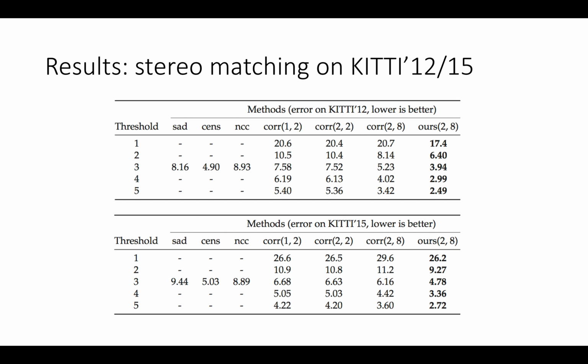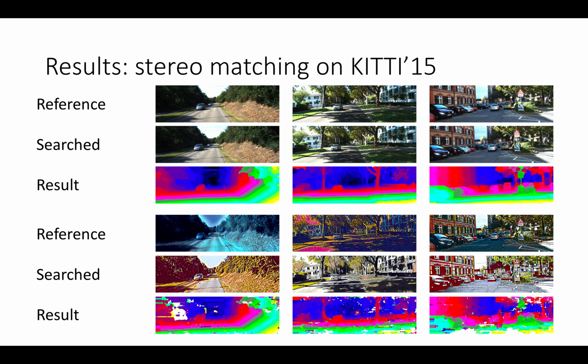Now we show some of our results. You see stereo matching error in those tables. The lower the better. Our method is shown in the rightmost column. It improves considerably over the baselines.